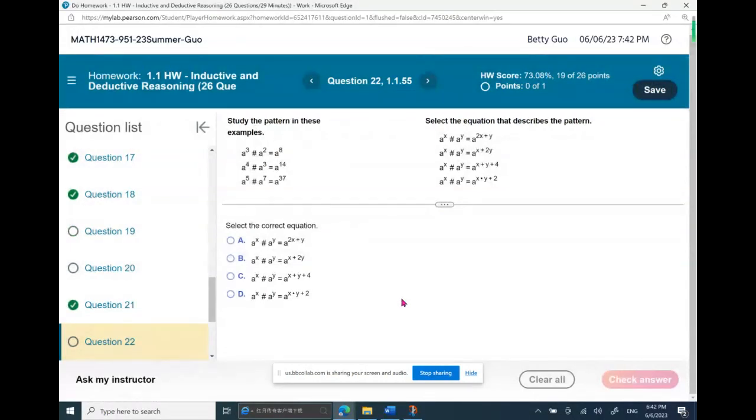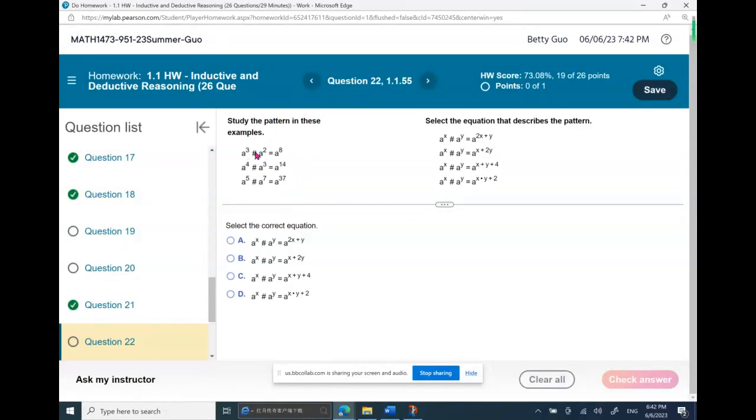Okay. So study the pattern in these examples. Select the equation that describes the pattern. Select the correct equation. Let's see, study the pattern in these examples. Okay, so those are the examples. Yeah, we are doing induction.